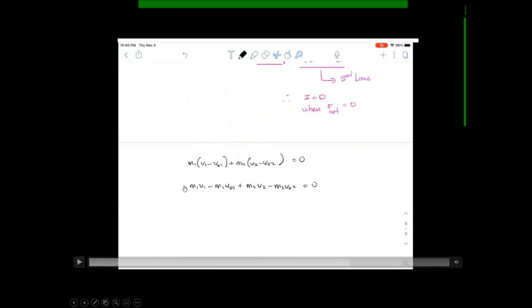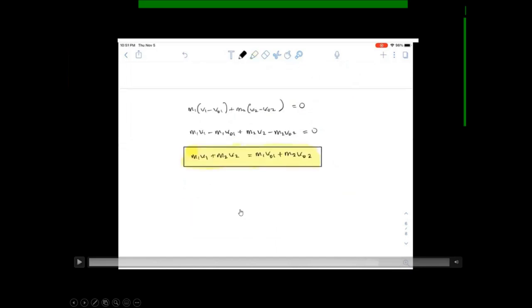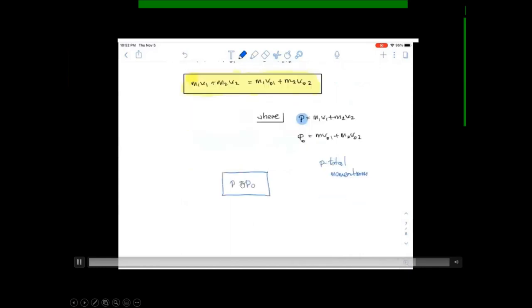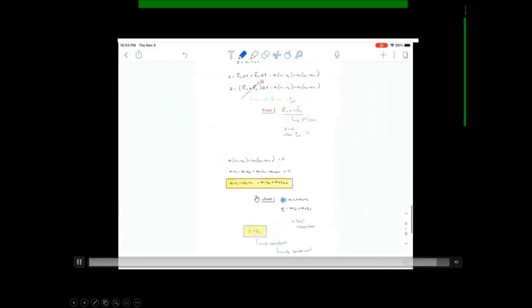All right, so we'll just get rid of the parentheses. We'll take a look at the initial, and we'll gather the initial momentum terms on the right-hand side and final momentum terms on the left-hand side. So here's the final momentum of the system after collision. This is the final momentum after collision. This is the initial momentum before collision. So this is the final total momentum. This is the initial total momentum of the system. All right, so which means that the total momentum of the system is going to remain constant. This is known as the conservation of momentum principle.